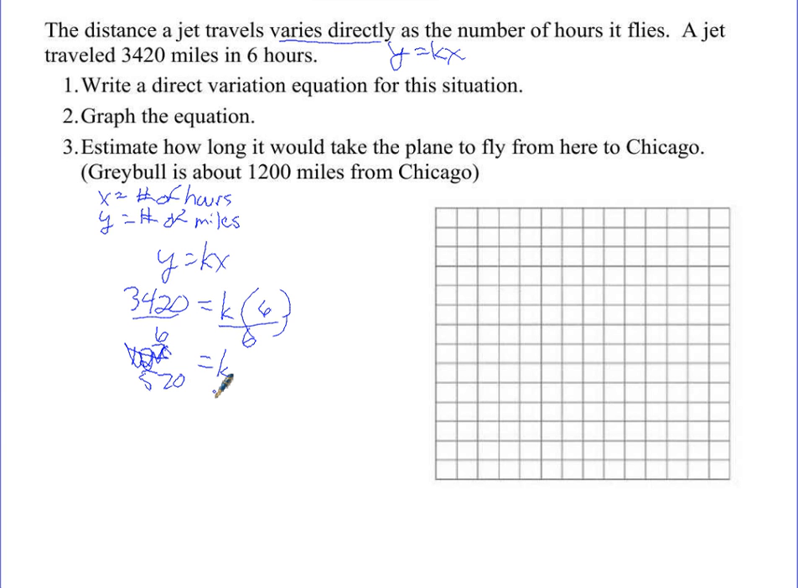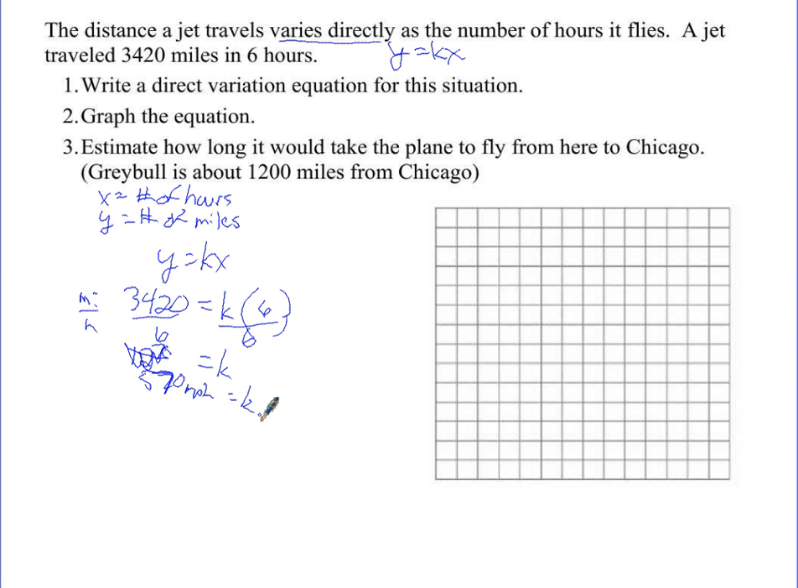570. What would the units on that be, just out of curiosity? What were the units here? Miles. What were the units here? Hours. That's miles per hour, yeah. You just came up with 570 miles per hour equals k. Is that pretty fast now?